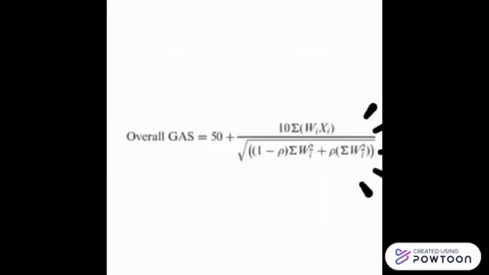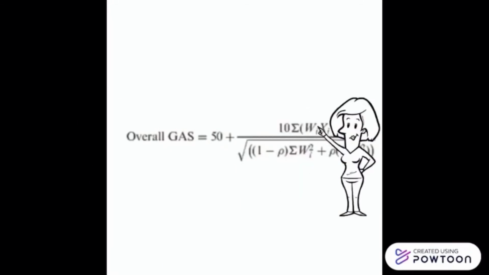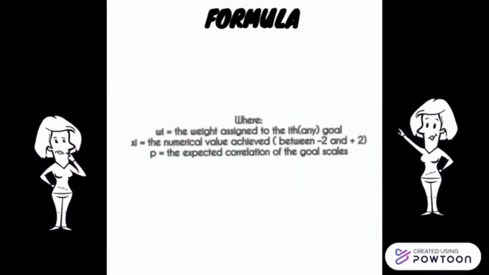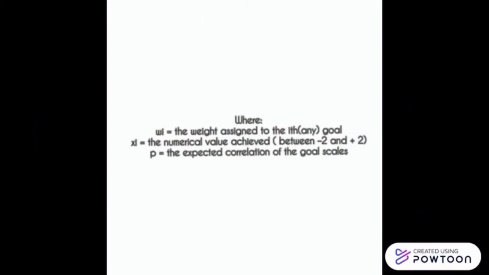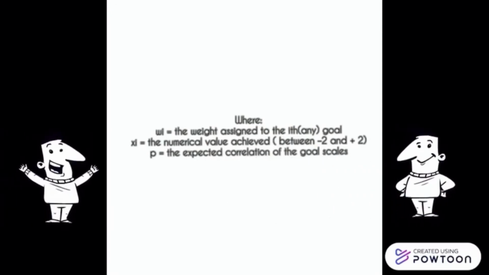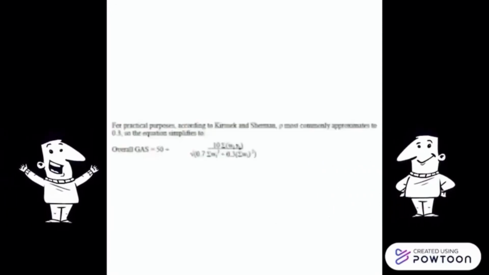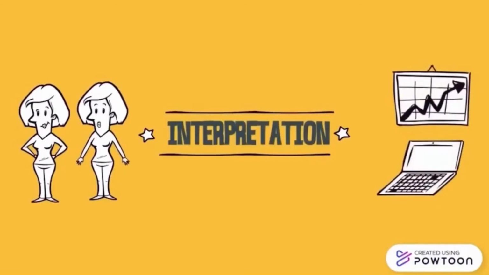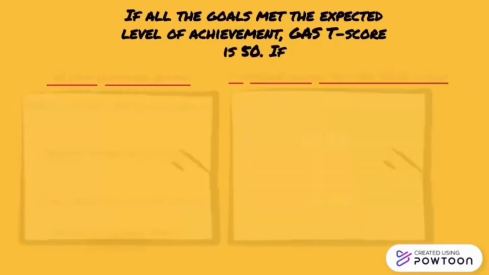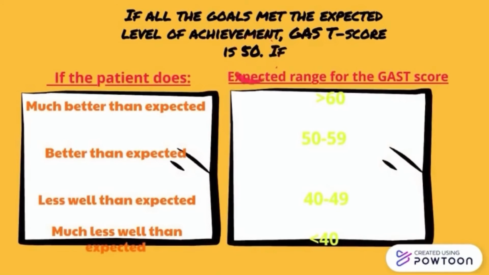The goal attainment score is calculated by applying a formula where Wi is the weight assigned to each goal, xi is the numerical value achieved between -2 and +2, and p is the expected correlation of the goal scale. For practical purposes, according to Singh and Sherman, p is most commonly approximated to 0.3, so the equation is simplified. If all the goals meet the expected level of achievement, the GUESS T-score is 50, and there are a few interpretations based on the range of the GUESS T-score.